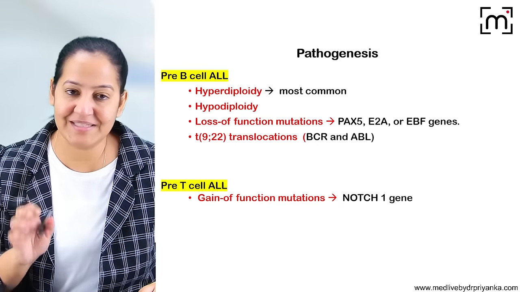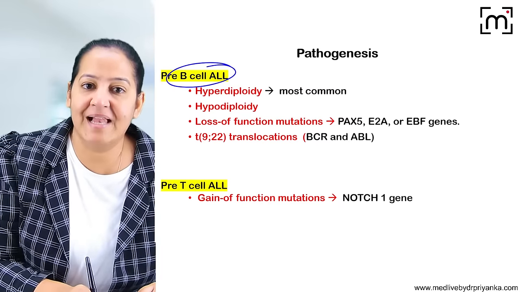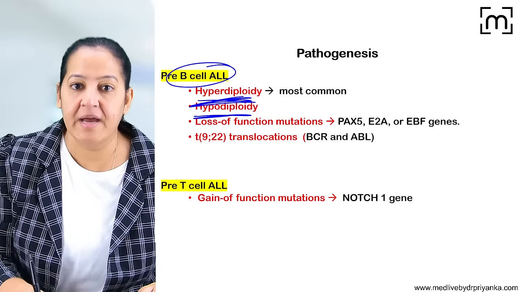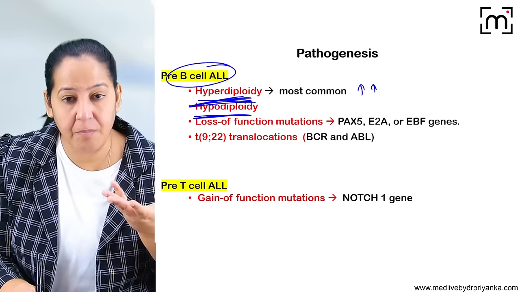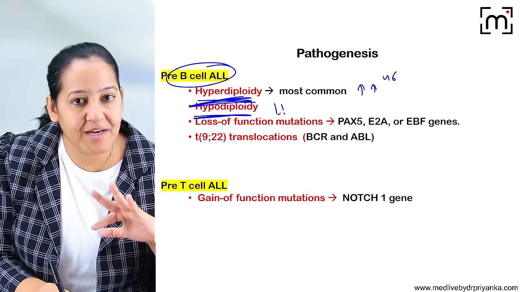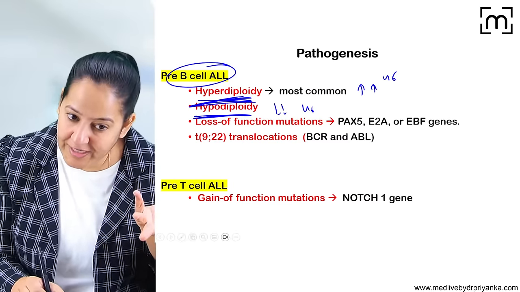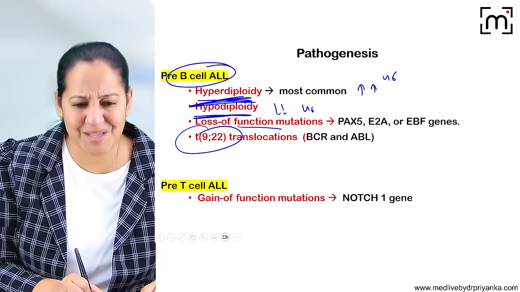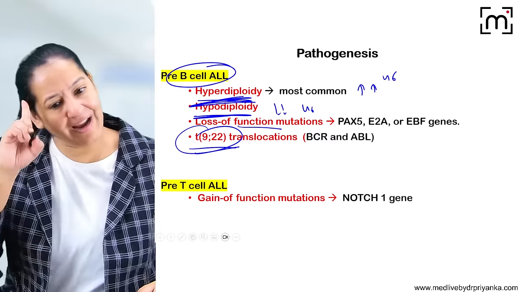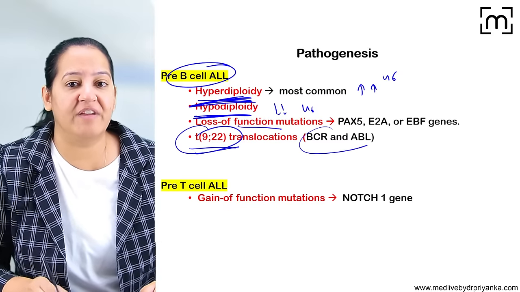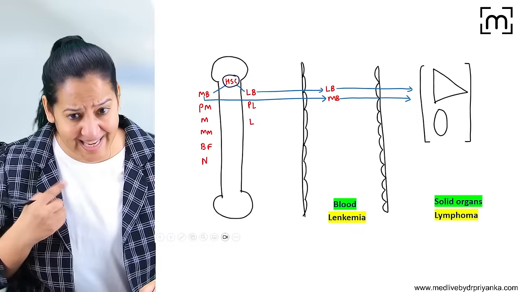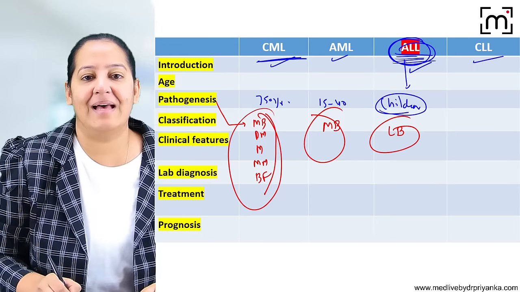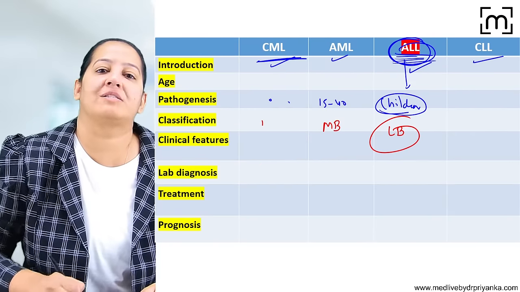Okay. Tell me the pathogenesis. Tell me the mutation. In pre-B cell, the mutation is hyperploidy, most commonly hyperploidy or hypoploidy. Either the chromosomes increase in number, more than 46, or decrease in number, less than 46. So hyperploidy or hypoploidy can be there. Loss of mutations can be there, and one of the mutations is 9;22. You say, ma'am, what? 9;22? But the 9;22 ABL-BCR fusion we have seen in CML. You are teaching us ALL. I taught you this one is in CML. So in CML as well as ALL, in both of them, 9;22 translocation occurs.